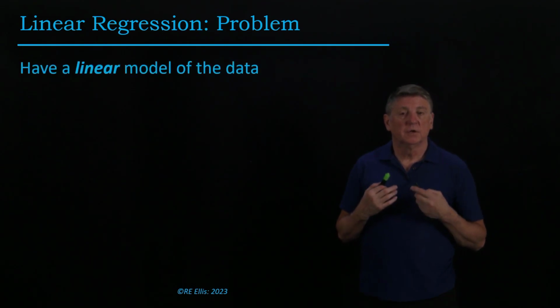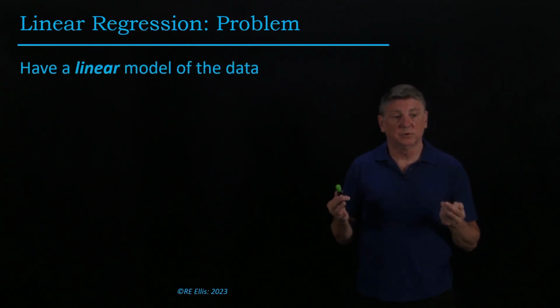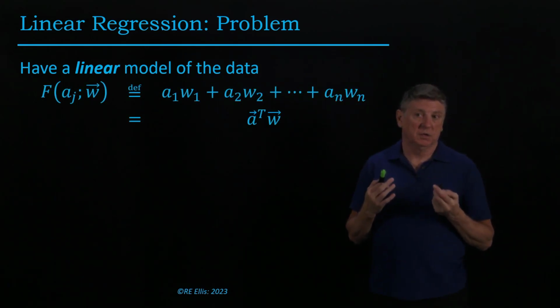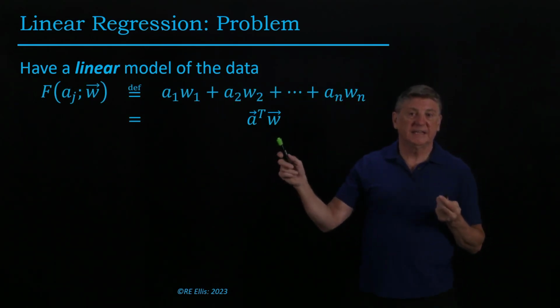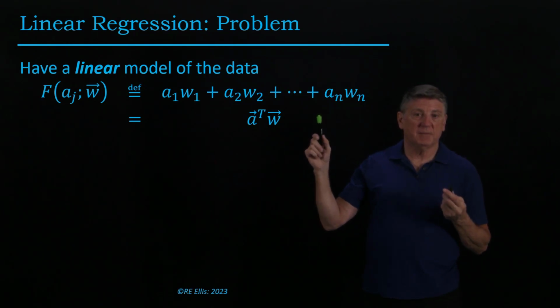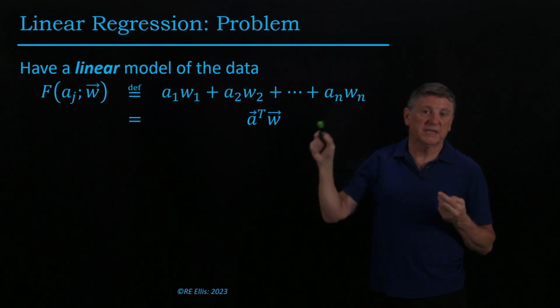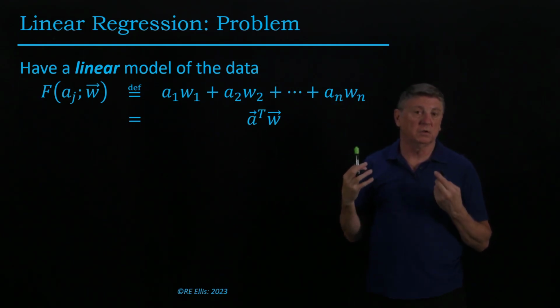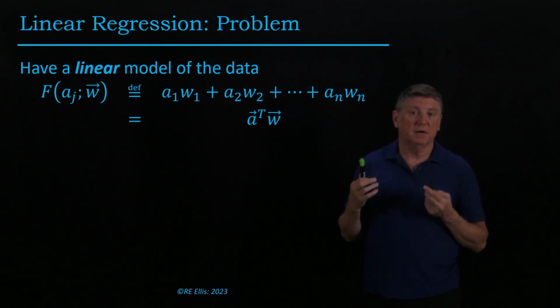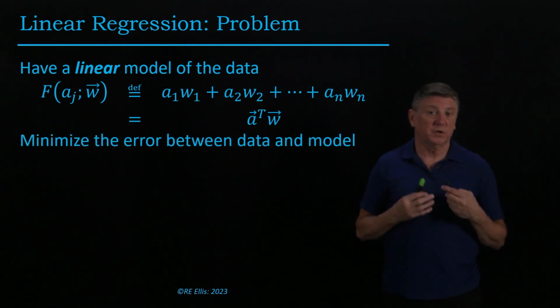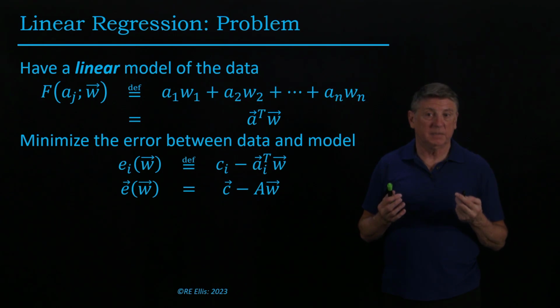What we want to do, of course, is minimize the error between the model and our data. In doing this, the common way that we'll do it is with linear regression. So what that means is we have a linear model. So each time we gather all of these entries together, the mathematical model of the data is that they are linearly weighted. And what we want to do is minimize the error between the data and the model.